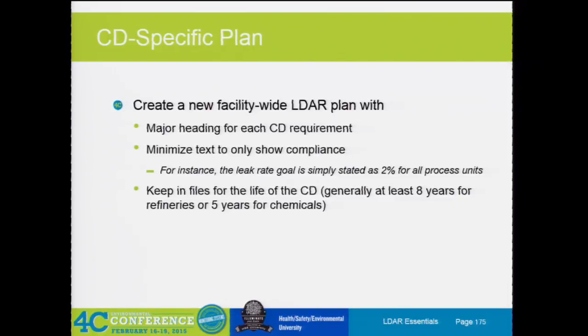Create a new facility-wide LDAR plan with a major heading for each CD requirement. So you'll have all the requirements listed out there, gone through all that stuff. Minimize text so that you show compliance, but you don't show a whole bunch of other stuff in there.